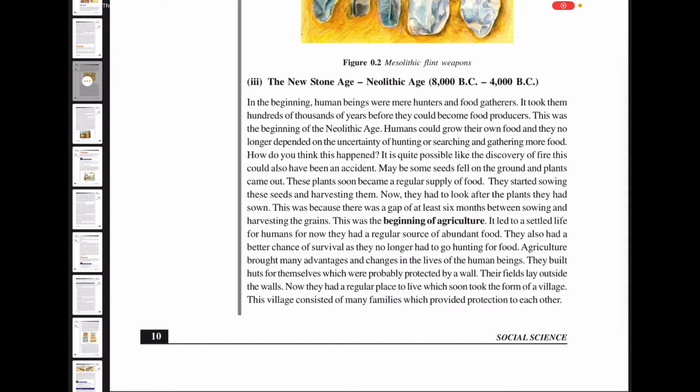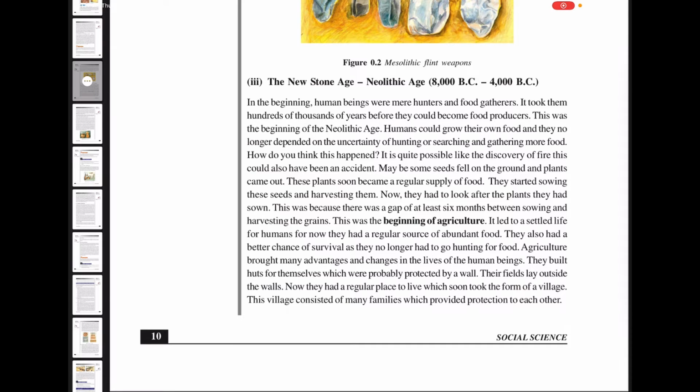How do you think this happened? It is quite possible, like the discovery of fire, this could also have been an accident. Maybe some seeds fell on the ground and plants came out. This plant soon became a regular supply of food. They started sowing these seeds and harvesting them. Now they had to look after the plants they had sown. This was because there was a gap of at least 6 months between sowing and harvesting the grains. This was the beginning of agriculture.